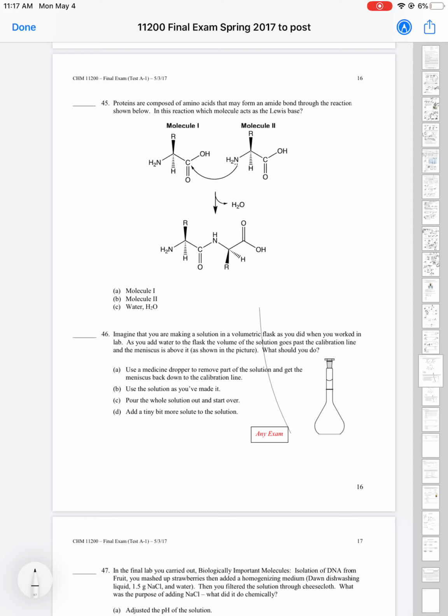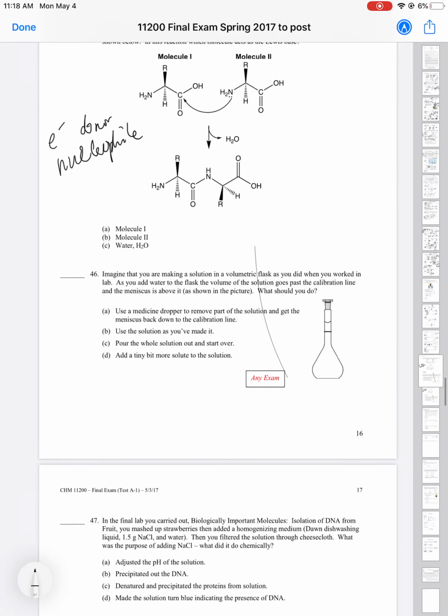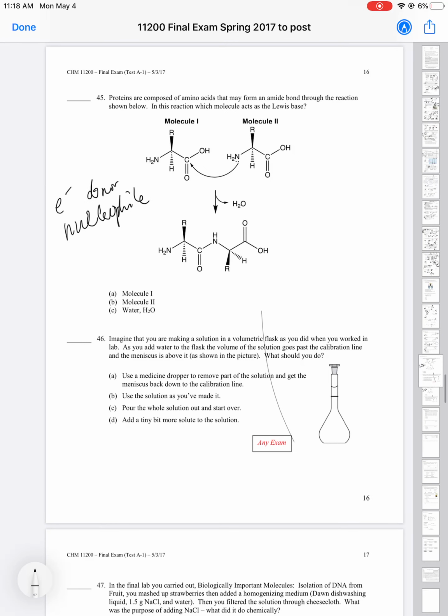So our Lewis base can donate an electron pair. It's an electron donor, which makes it a nucleophile. And I had to Google that, so that's something you'll want to remember for the exam. But the electron donor, it's a nucleophile. So we know molecule 2 we can see is donating that electron pair to the carbon.